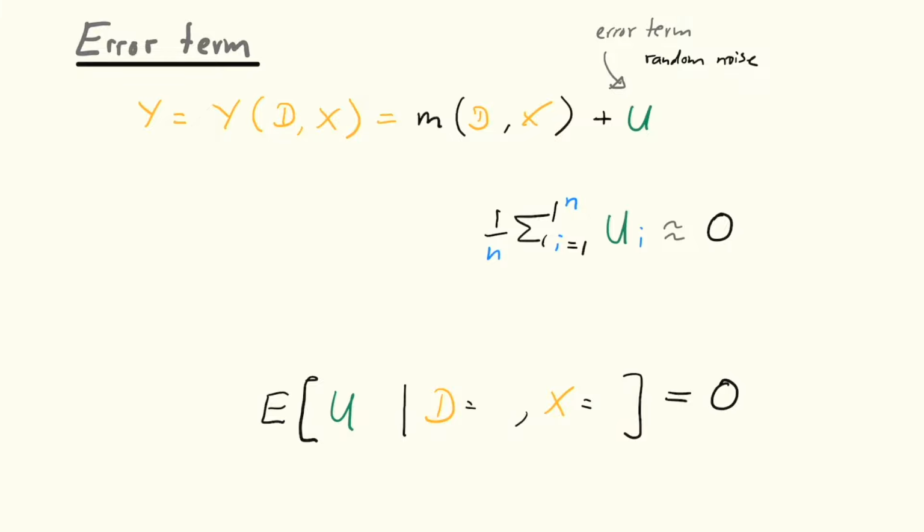It holds for arbitrary lowercase d and arbitrary lowercase x. Later, we will call this kind of assumption an exogeneity assumption. Another good name for it would be a balancing assumption, because it assumes that the error terms in the subpopulations are well balanced in the sense that they average out to 0.